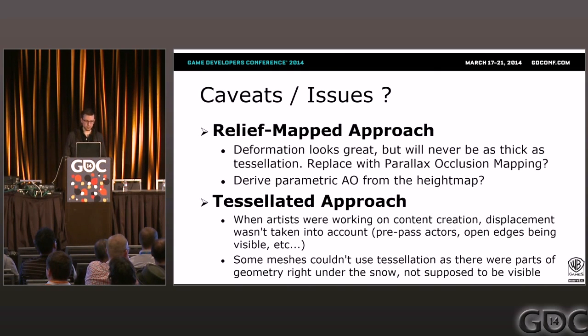And the tessellated approach, well, when artists were working on the game, it came in late, and displacement was not really taken into account. So we had issues with pre-pass actors, open edges, that sort of stuff. Some meshes couldn't use tessellation, but we added that second channel in the tessellation stage, which allowed us to fix most of these issues with minimal artist interaction.